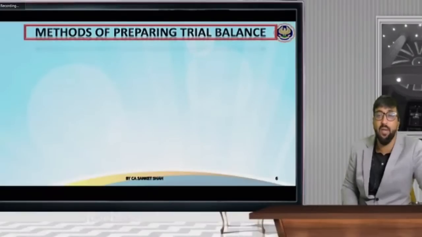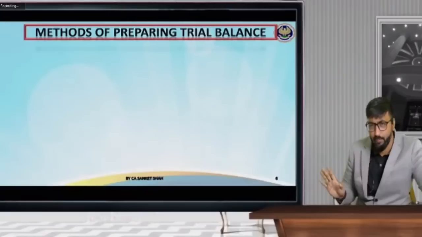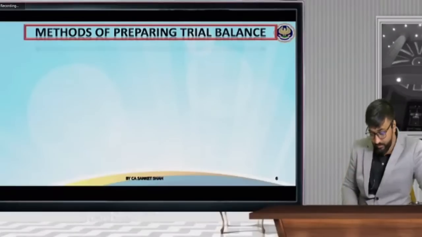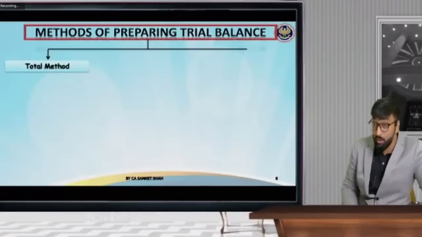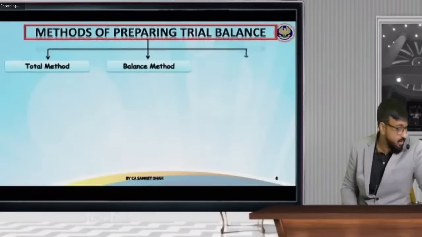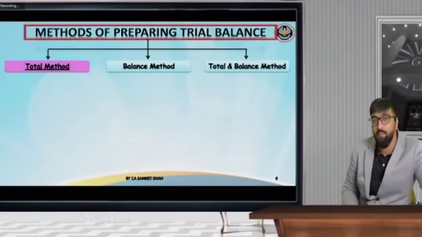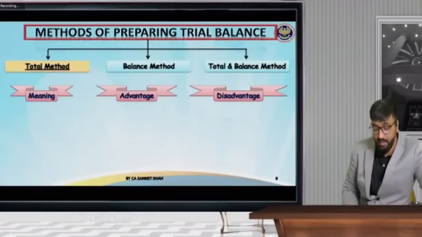Methods of preparing trial balance. Sir, we know only one method. Balance method is popular, but there are 3 methods. How many methods are there? Total method, balance method, it is a popular method, and last one is total and balance method. Sir, total method, balance method, and total and balance method. Now first, advantages. Okay.